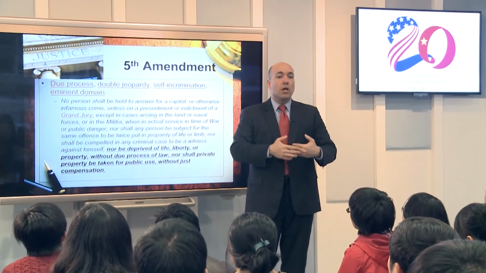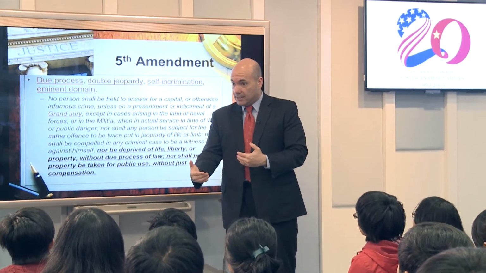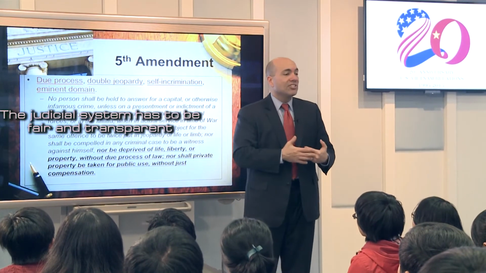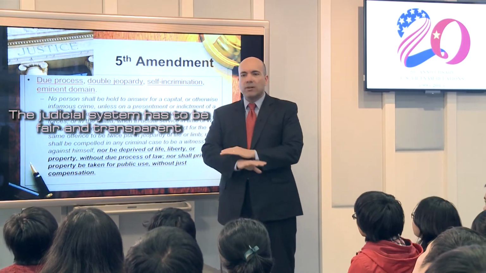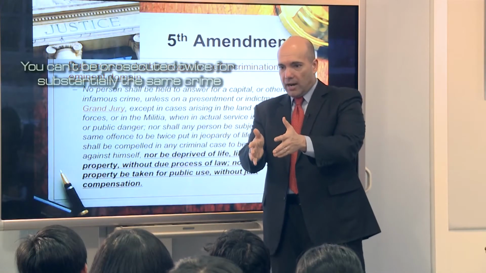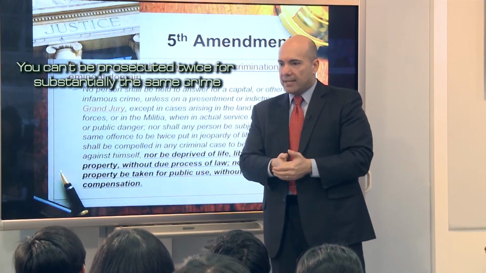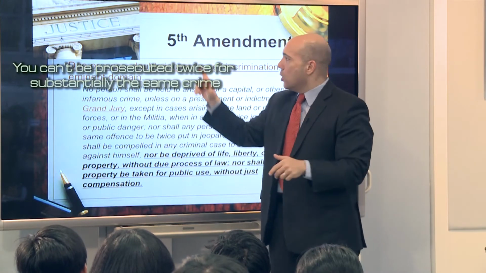So the Fifth Amendment, okay, this is about due process, double jeopardy, self-incrimination, and eminent domain. Due process basically means that if you get arrested, the judicial system has to be fair. It's got to be transparent. Everyone has to know what's going on, okay? Double jeopardy means that if you've been tried for a crime and you were found not guilty, then it's done. No double jeopardy. You can't do it twice.